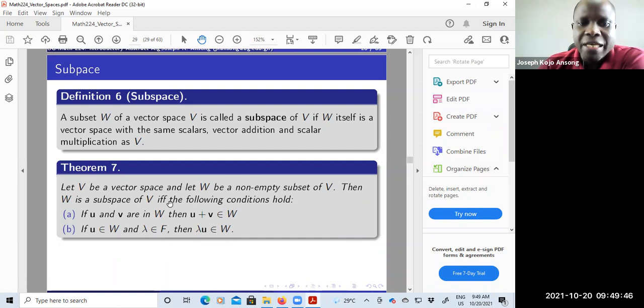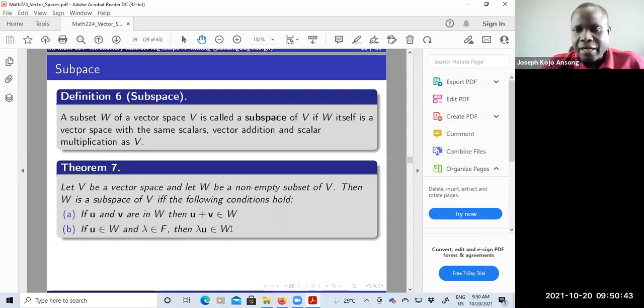Then W is a subspace of V if and only if the following conditions hold. If u and v are in W, then u plus v is in W. And if u is in W and lambda is in F, the field, then lambda u is also an element of W. So this is saying that in order to prove that a given subset of a vector space is a subspace, you need vector addition to be closed. If I take any two elements in the subset, their sum must be in the subset, and scalar multiplication must be closed under W as well. So I take a scalar multiplied by any element in W, the result must be in W. Once I'm able to show these two conditions, I can conclude that the subset is a subspace.